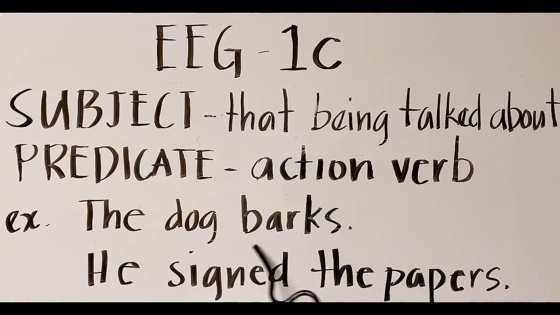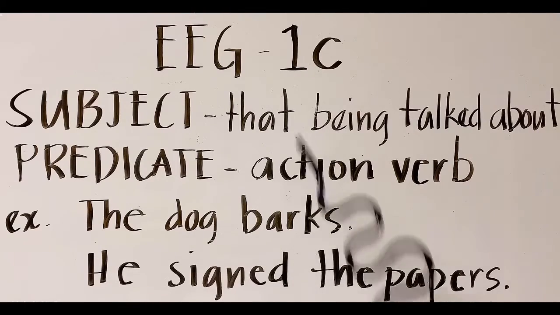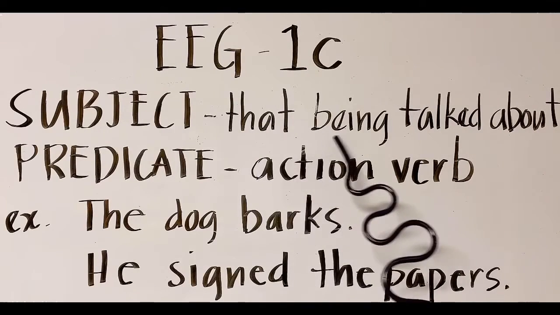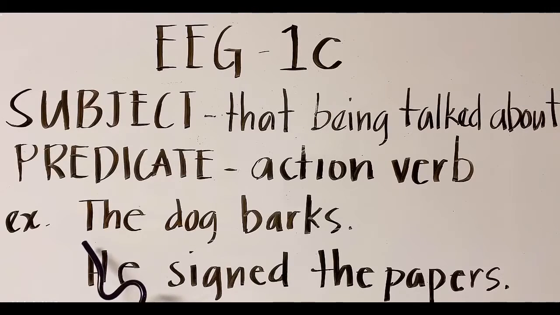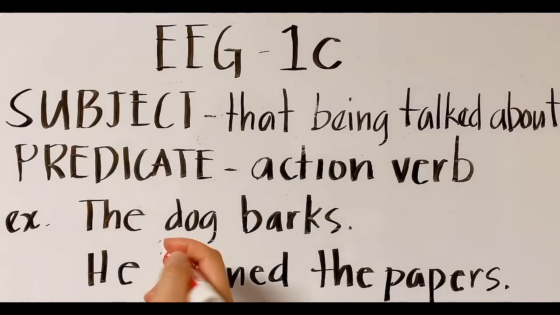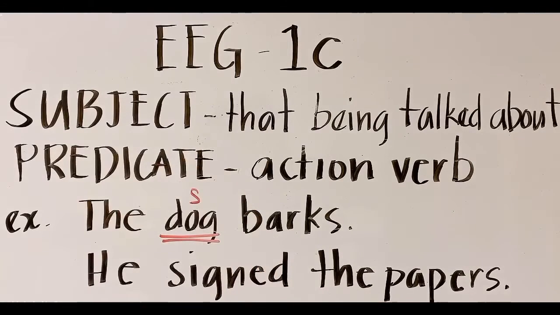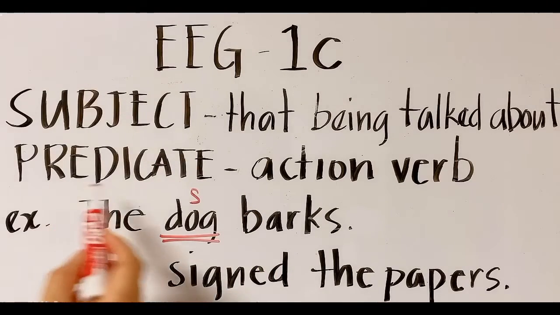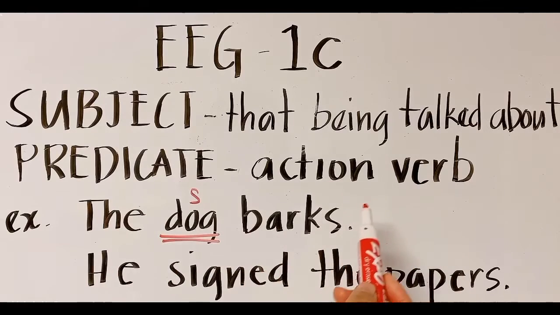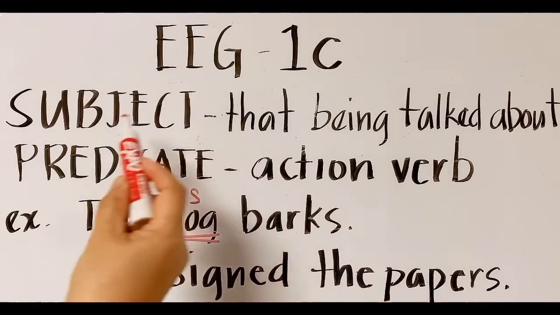The dog barks. What is the subject in the sentence? Again, that being talked about. So what is being talked about here? It's the dog. So dog is the subject. So what is the predicate? Again, it is the action verb, the action being done by the subject.